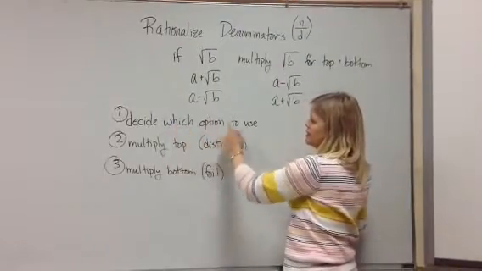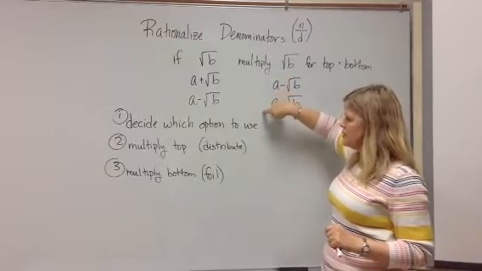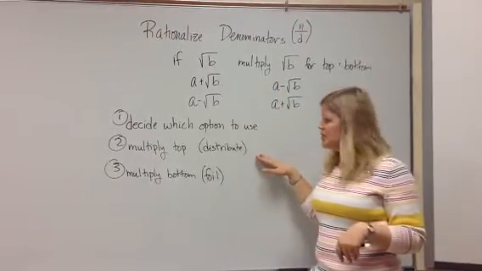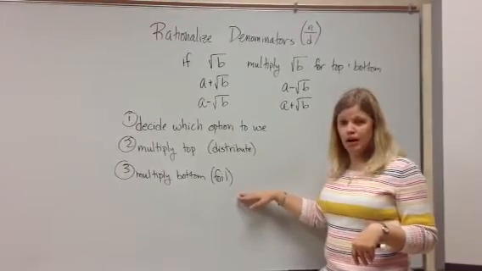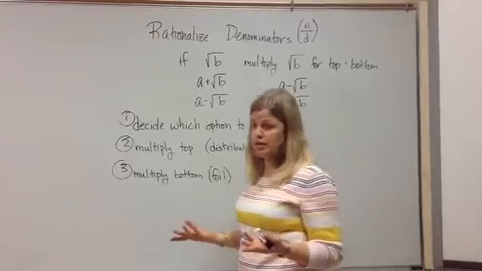So, just another word to know, because words are so much fun. All right, so first step, decide which option to use. Do you have case 1, case 2, case 3? Second, you're going to multiply the top. Most of the time it's just going to be distributive. And 3, multiply on the bottom, and sometimes you'll have to use FOIL. Okay, so we're going to look at some examples like this.